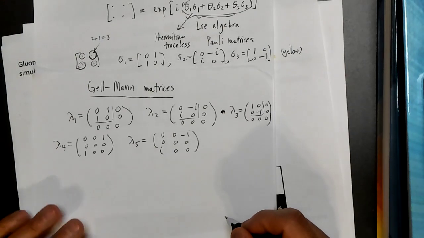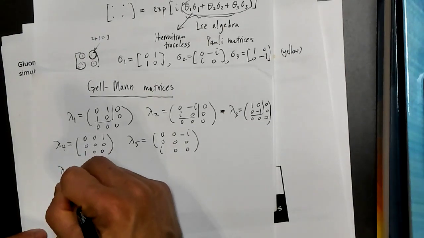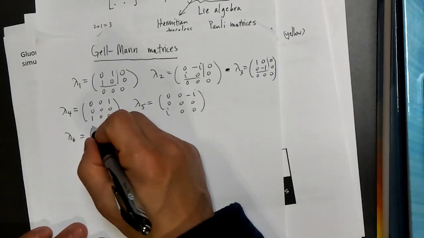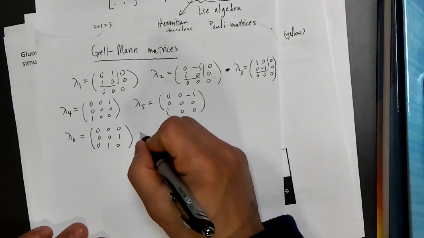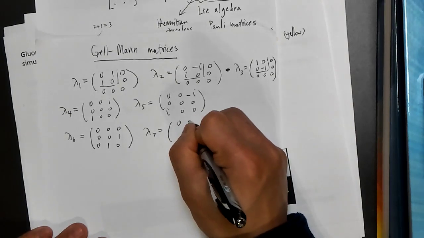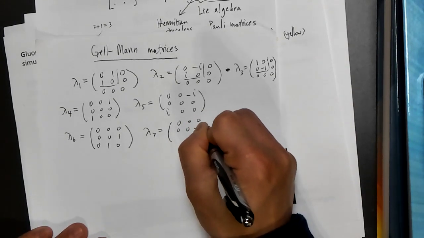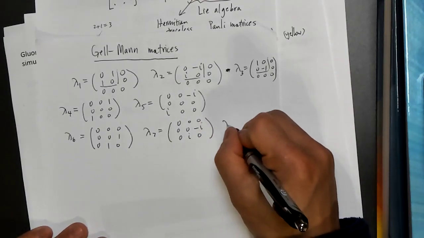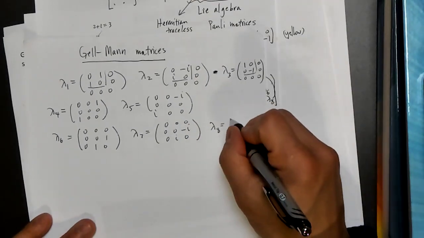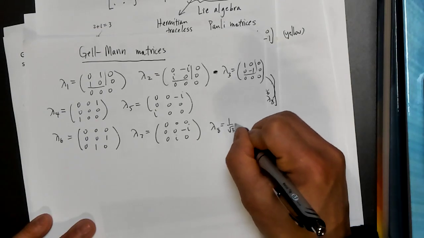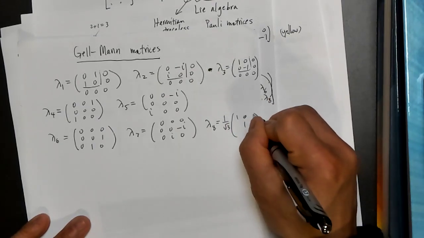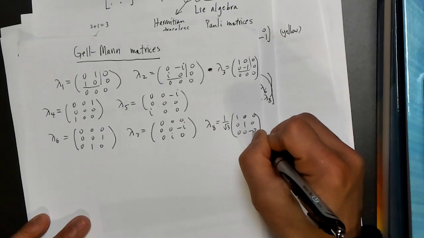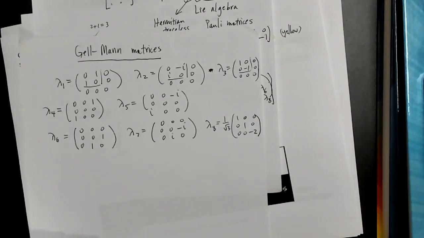And then lambda 6 will have the form 0, 0, 0, 0, 0, 1, 0, 1, 0. And lambda 7 will be 0, 0, 0, 0, 0, minus i, 0, i, 0. And then lambda 8 will have a slightly different form. It will be 1 over square root of 3, to get things normalized in the proper way, times 1, 1, minus 2. So it has to be traceless, that's why it has that 1, 1, minus 2 form to it. Okay, so these are the Gell-Mann matrices.